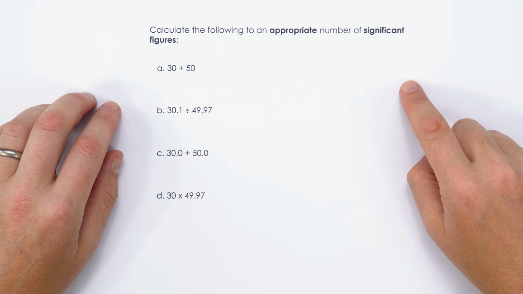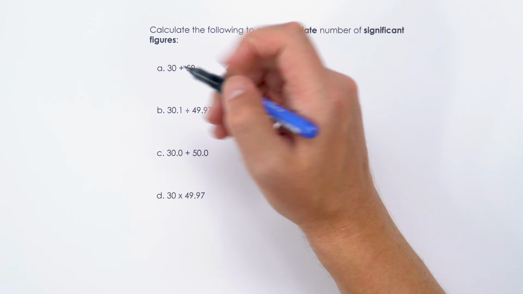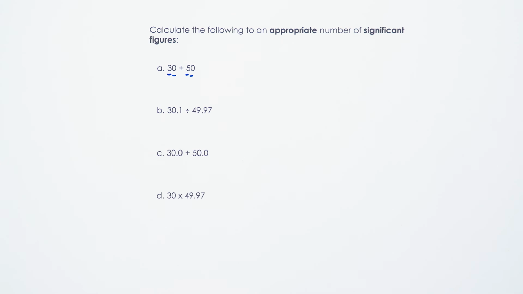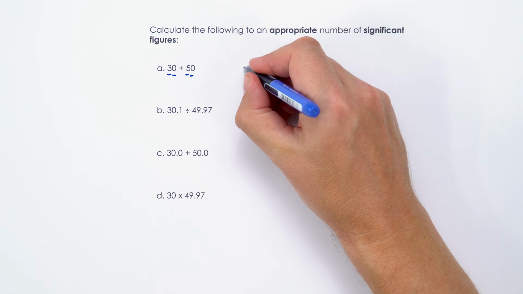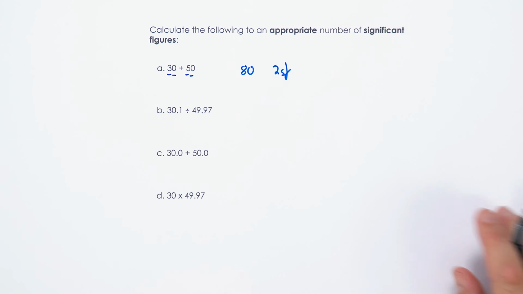These calculations are really simple, but the skill is to develop identifying an appropriate number of significant figures in the raw data. So the first question we have just asks you to calculate 30 plus 50. Now both of these are given to two significant figures because we've got a trailing zero, and 30 plus 50 is just equal to 80. So that's my final answer there, given to two significant figures.